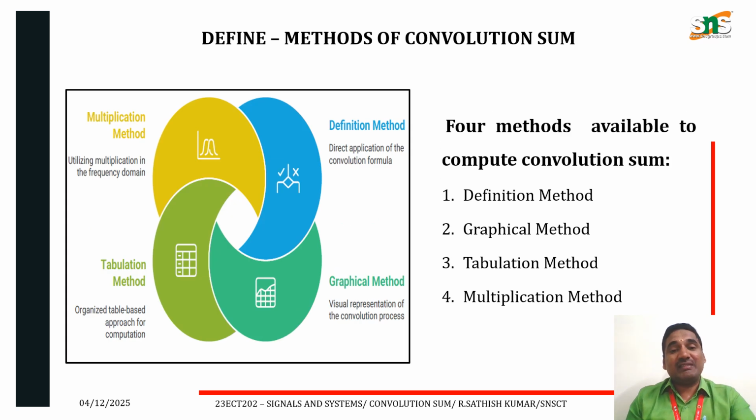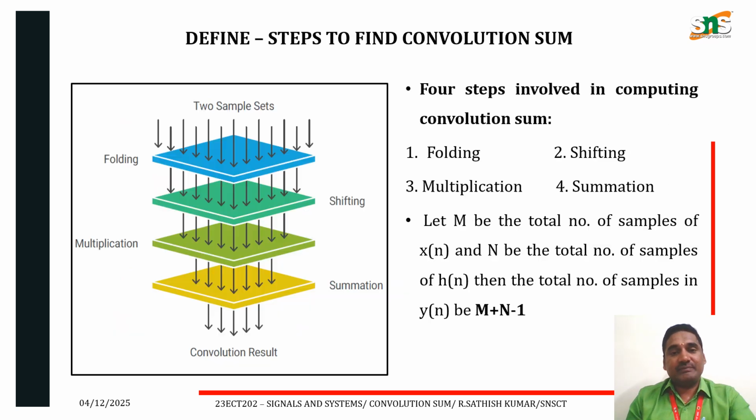Next one, these are the methods of convolution sum. Four methods are available to compute convolution sum, that is nothing but definition method, graphical method, tabulation method, and multiplication method. Definition method is direct application of the convolution formula, and graphical method is visual representation of the convolution process. Tabulation method, an organized table based approach for computing convolution sum. Multiplication method, utilizes multiplication in the frequency domain.